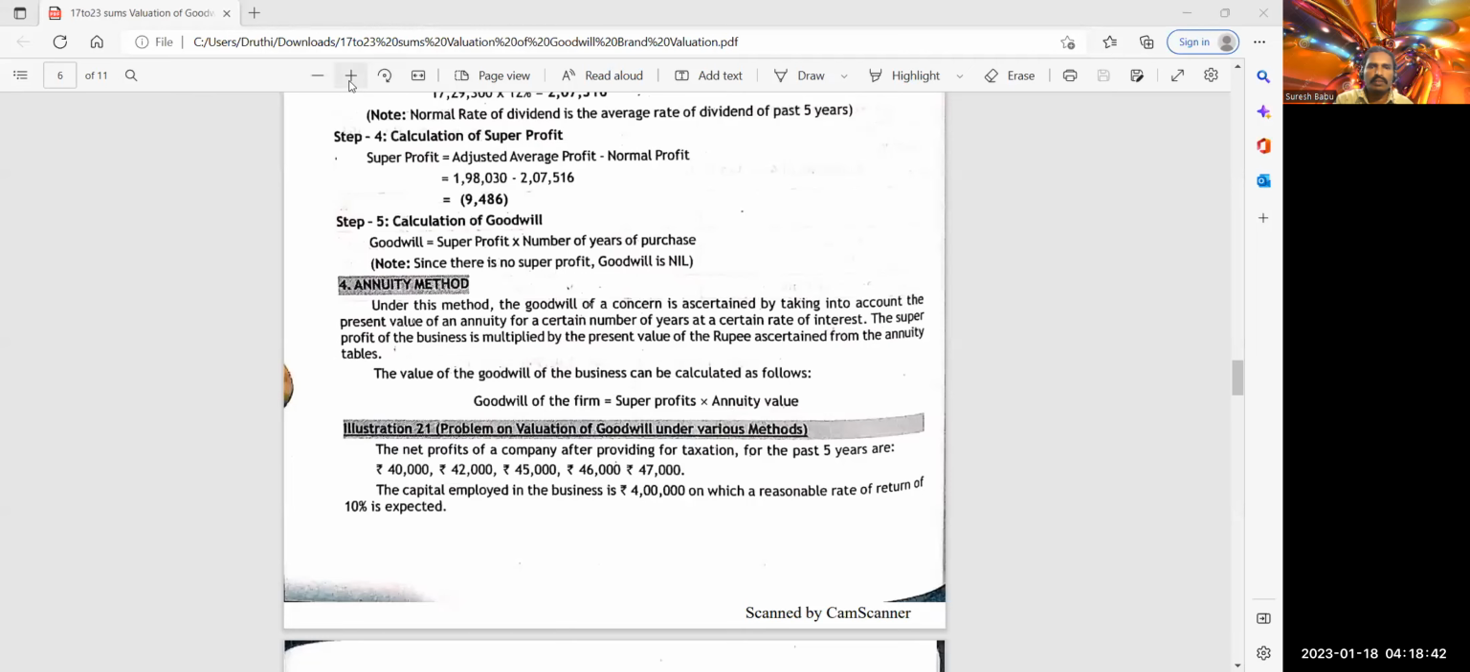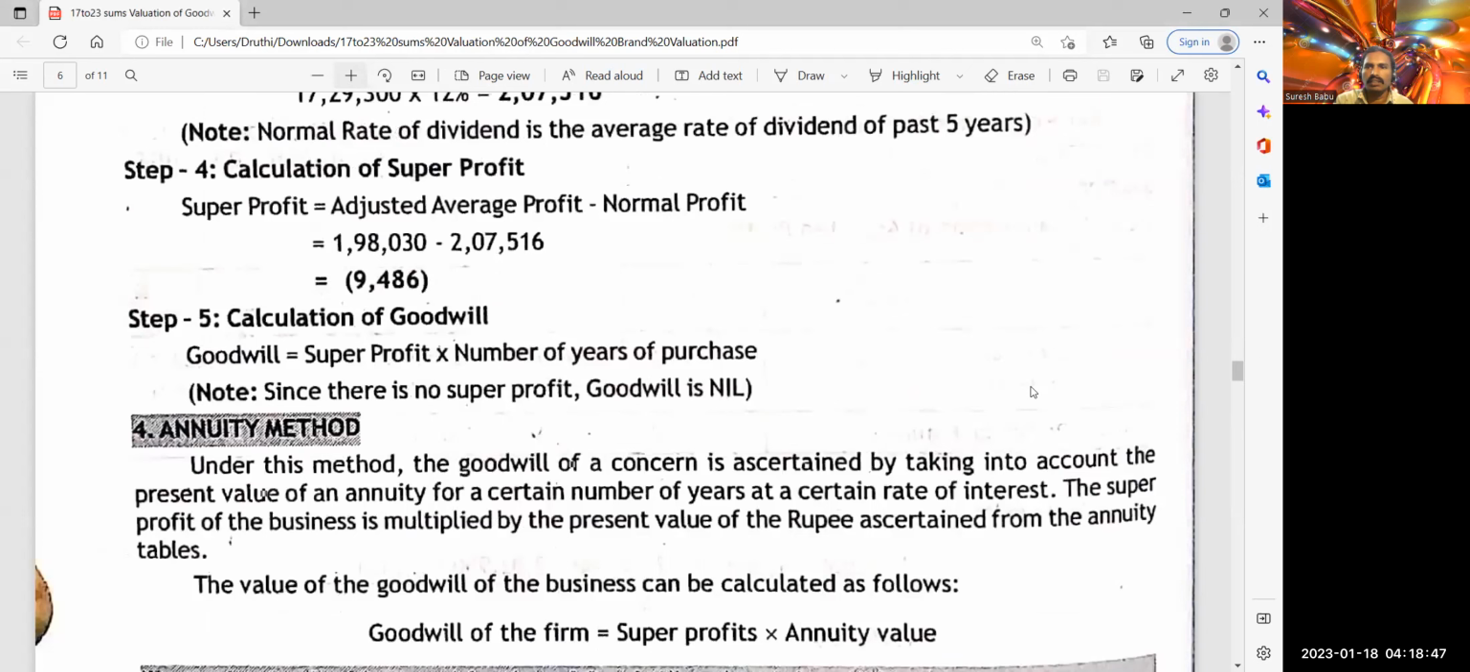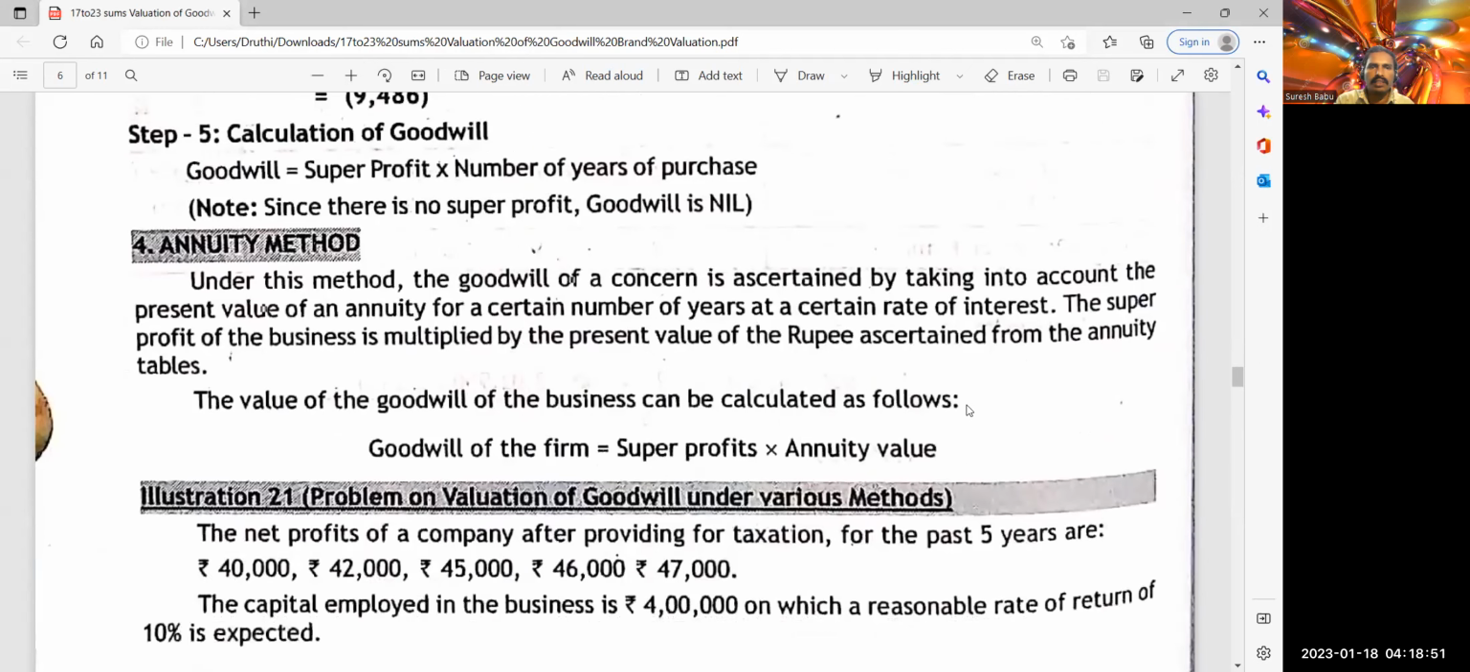I hope you would be able to see the screen in full, right? So this is the next method. We would be dealing with the valuation of goodwill, the sums. The fourth method, which is the annuity method. What is annuity? A-N-N-U-I-T-Y, annuity.